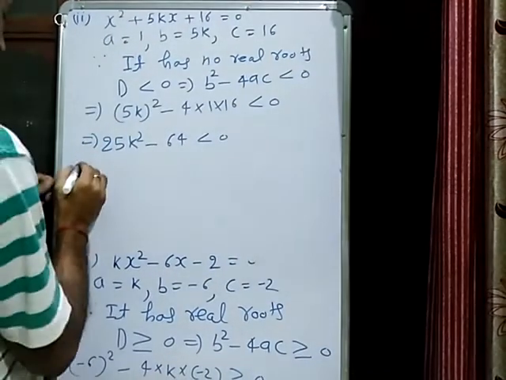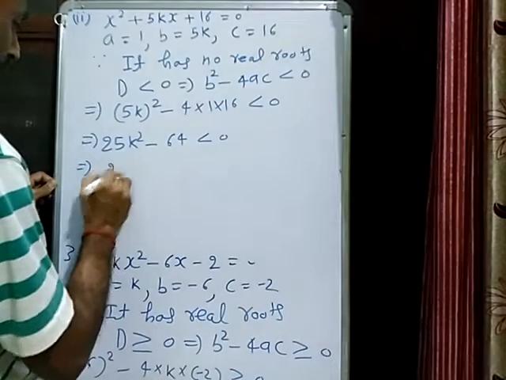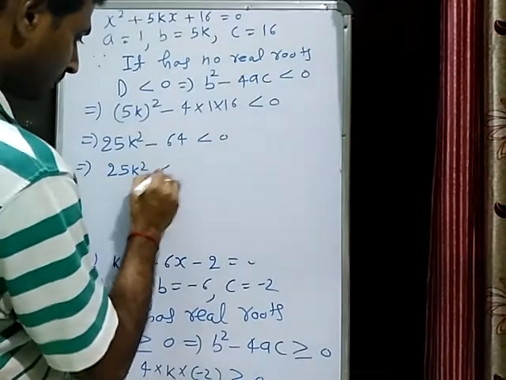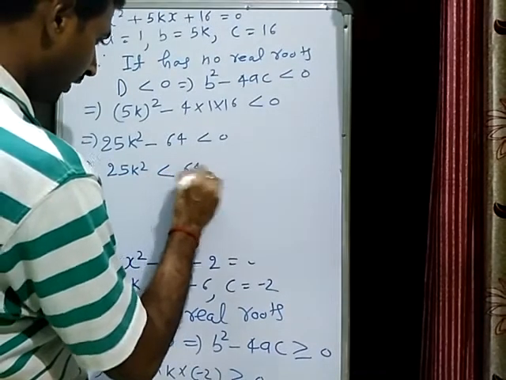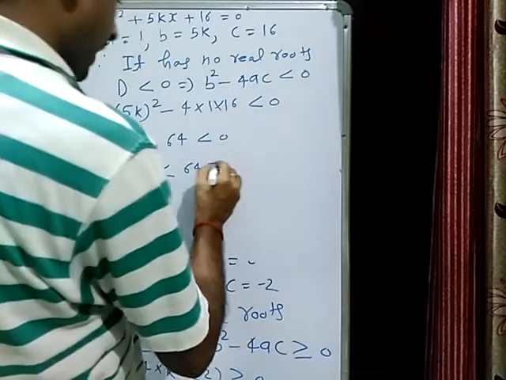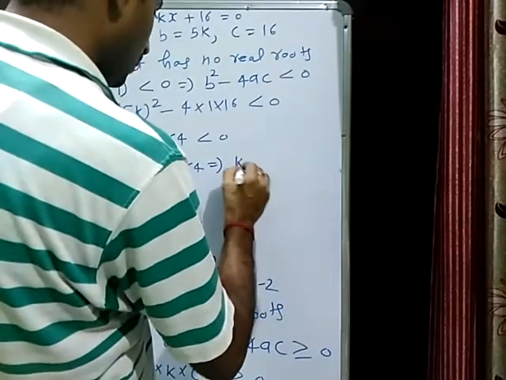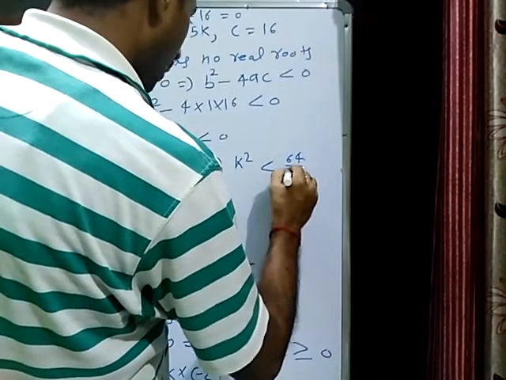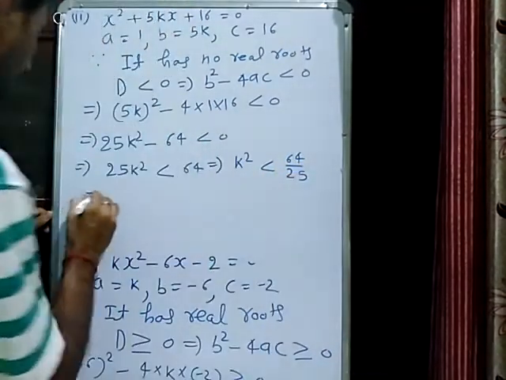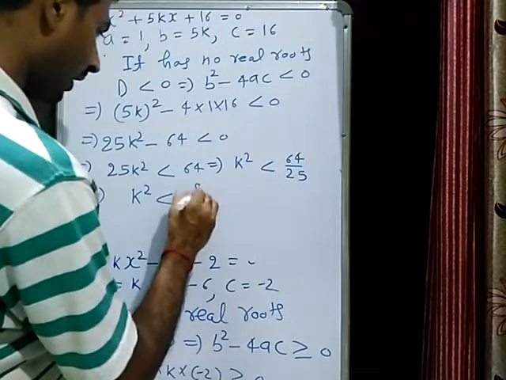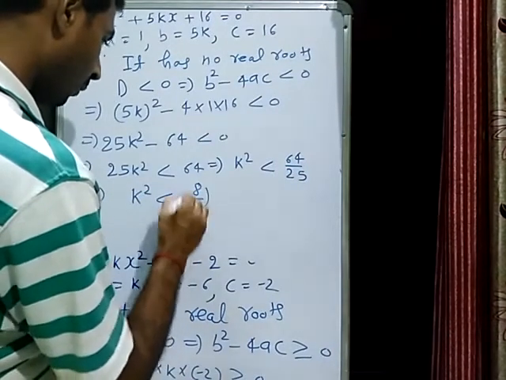And then you can get 25k square should be less than 64, transposing 64, here it will be 64. Means 25k square should be strictly smaller than 64, and this implies k square should be strictly smaller than 64 upon 25. So this can be written as k square strictly smaller than (8 upon 5) the whole square.